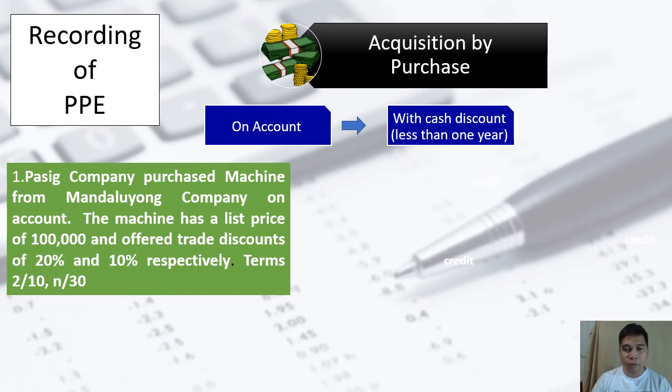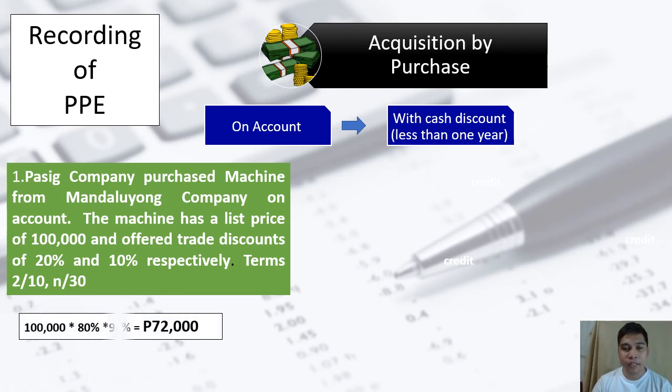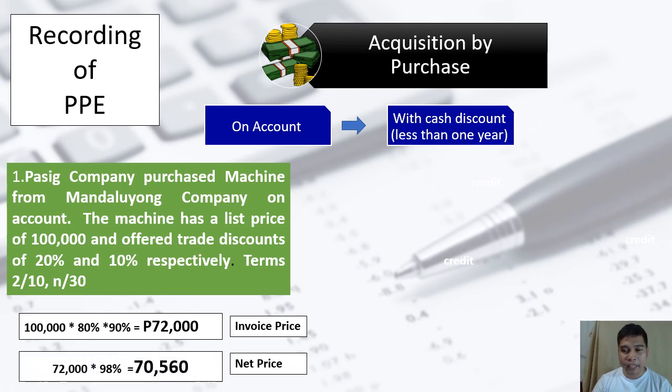So, first, let's compute the invoice price. So, invoice price po natin can be computed, tatanggalin lang po natin yung mga trade discounts. So, to get the invoice price, simply 100,000, the list price, times 80% times 90%, makukuha po natin si 72,000. However, yung 72,000, hindi pa yan yung i-recognize natin sa PPE kasi sabi, we have to exclude also the cash discounts involved. So, to get the net price, simply the invoice price, which is 72,000, multiplied by 98%. 98% kasi net of cash discount ng 2%.